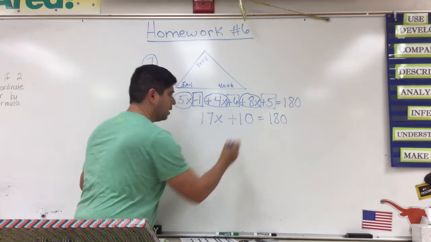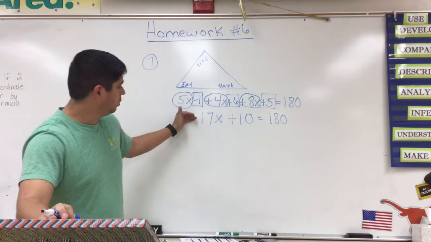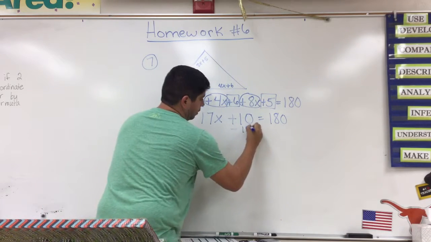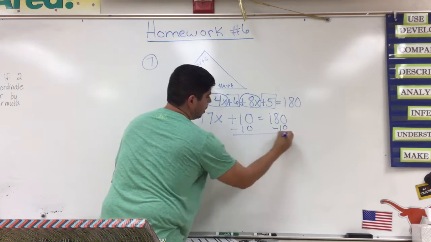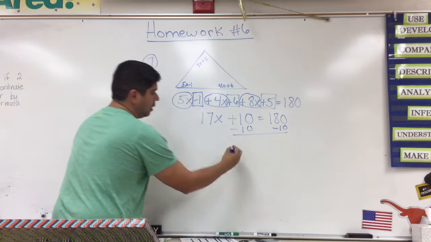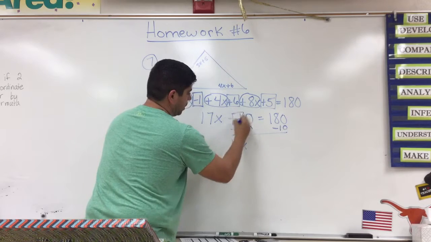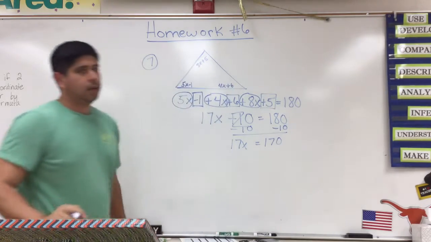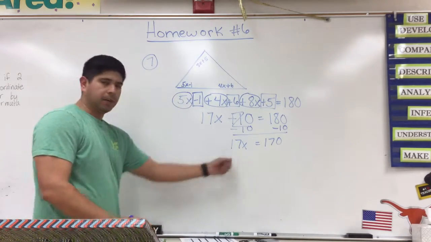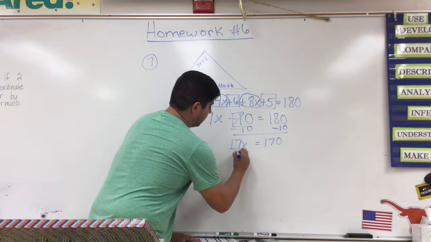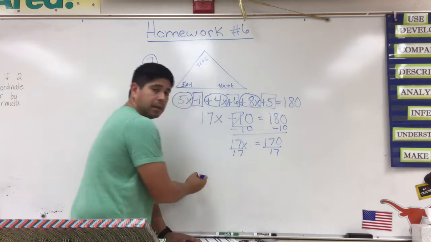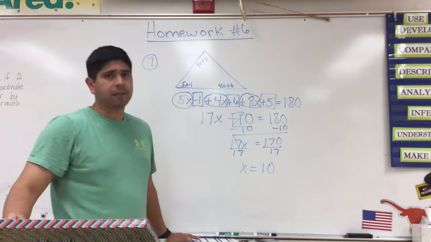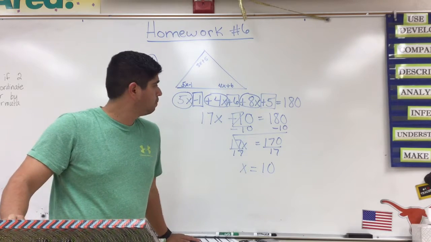Now that I have this, it's a lot easier to solve for. These are the equations that we're all pretty used to by now, hopefully. So minus 10, minus 10, because I'm trying to get this variable by itself. 17x comes down, this cancels out. 180 minus 10 equals 170. Now it's very simple. All I do is divide by the coefficient that's with the variable. Divide by 17, divide by 17. This makes 1. x equals 10. 170 divided by 17 is 10. So that's how I got my answer of 10.